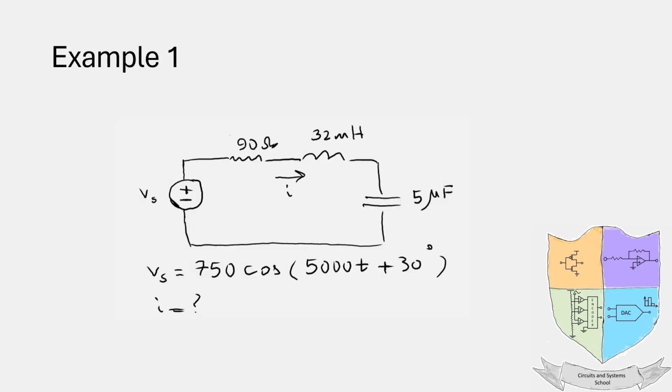In the first example, a circuit in which a resistor, an inductor, and a capacitor are in series is provided. The series combination is driven by a sinusoidal voltage source. It is requested to find the resulting current.